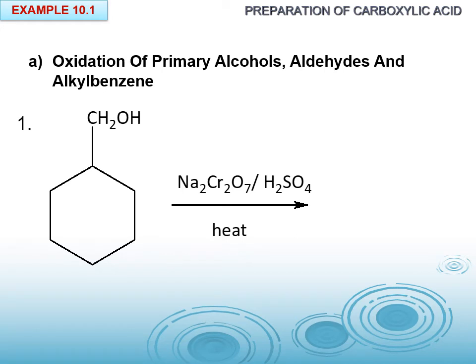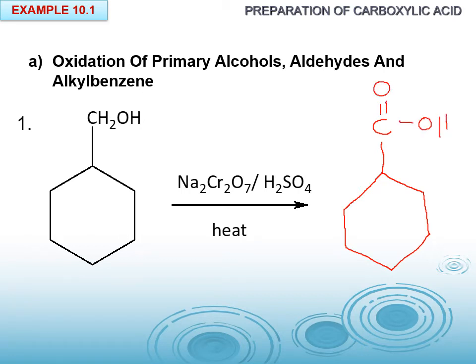Okay, let's do the first reaction: oxidation of primary alcohols, aldehydes, and alkylbenzene. Question number one. What is this compound called? This is not an alkylbenzene because there are no alternating double bonds inside the ring. This is cyclohexylmethanol. React it with sodium dichromate in an acidic environment, which is dilute sulfuric acid and heat. We are going to produce, firstly, you draw the cyclohexane. I hope I will draw a beautiful one here. Okay, and then you're going to oxidize the methanol on top of the cyclohexane like this.